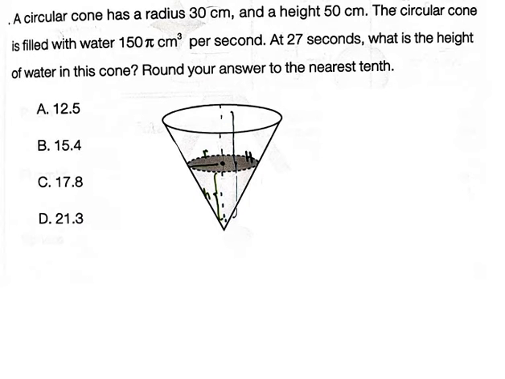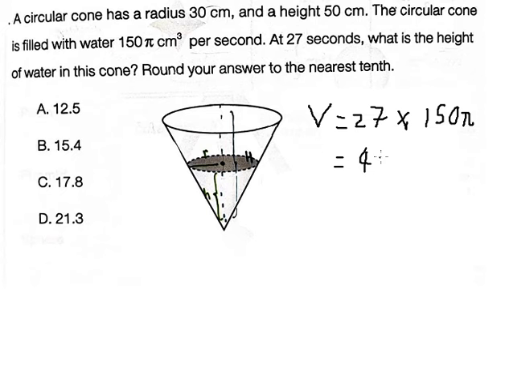So today I want to talk about geometry, the topic about the cone. So now I want to show you how to answer. The first thing, we need to find the volume after 20 seconds. So that means we use this one multiplied by this one, so we can get the volume in here. So this one we have 4050π in here.